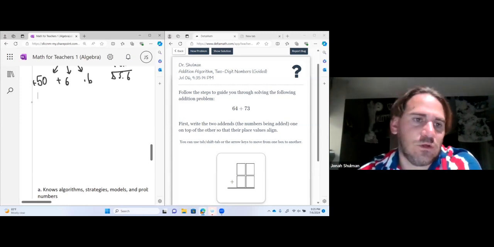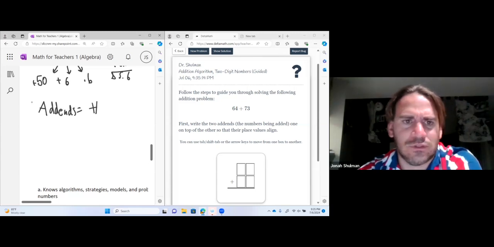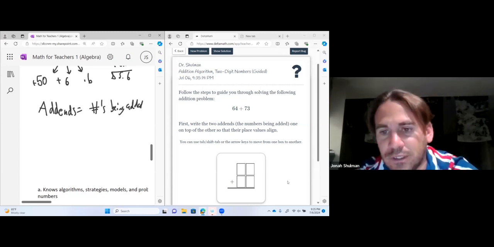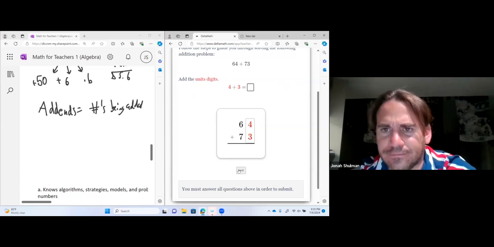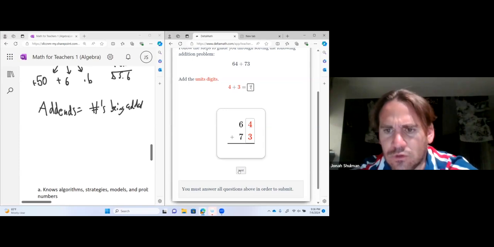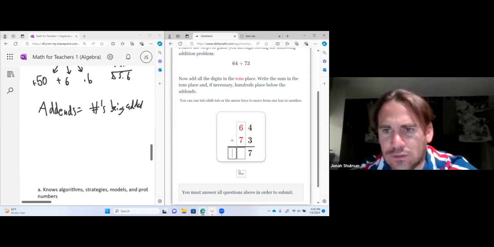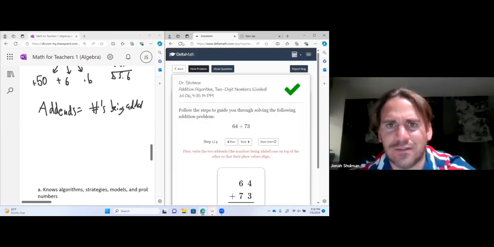Okay, so remember, here's a new word, add-ins. So those are numbers being added. Cool. All right, so they want us to put them in here. 6, 4, 7, 3. All right. Well, they add the units. 3 plus 4 is 7. Cool. Nice. 6 plus 7 is 13. Sweet. Correct. Yes. We did it right.